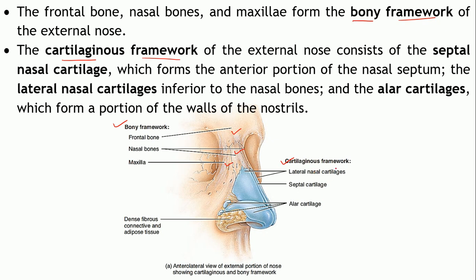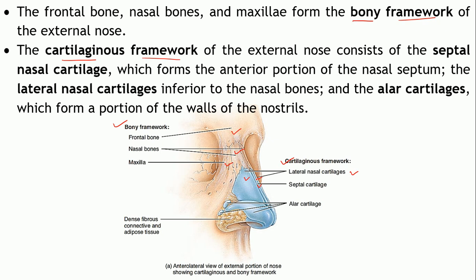So, this will comprise the septal cartilage, that is the one. Okay. So, this will form the anterior portion of the nasal septum, which divides your nasal cavity into two parts. Okay, the lateral nasal cartilages, the second one. Okay, that is these ones. There are two on either side, right and left.